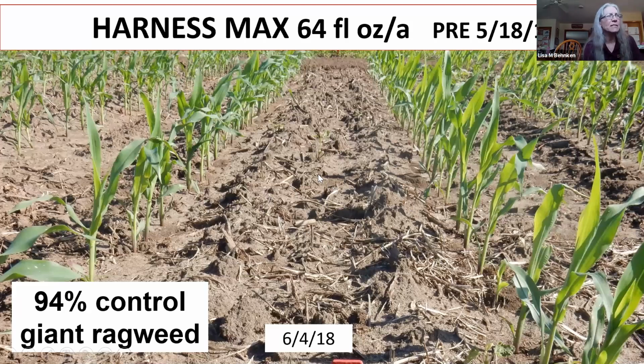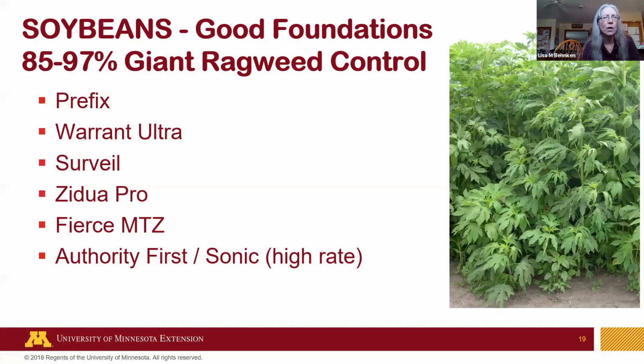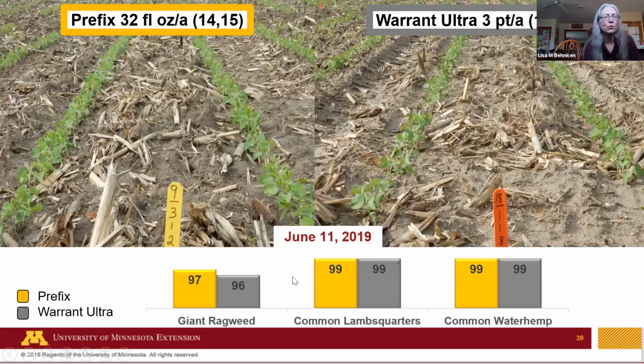When we go to soybeans, we think of Prefix, Warrant Ultra, Surveil, Zidua Pro, Fierce MTZ, Authority First, Sonic. Going with the higher rate will give us a great start, or great control of giant ragweed early in that season. So those would be my top players. You can see that here with Prefix and Warrant Ultra. Again, 95+% control, great control of our other weeds. So this is what we want to see when we have a giant ragweed problem in our corn and soybeans. We want to take those early flushes out, keep the fields clean so our crops have the greatest advantage.